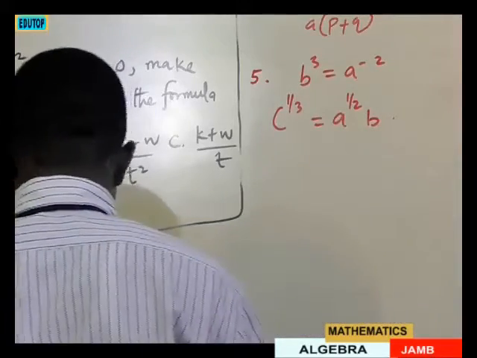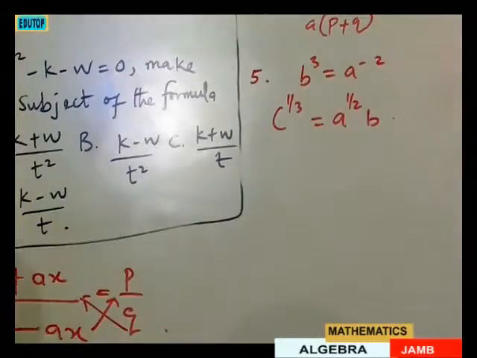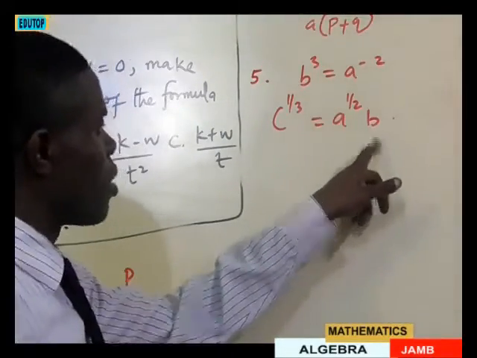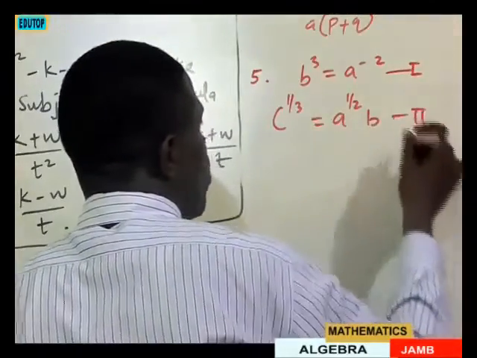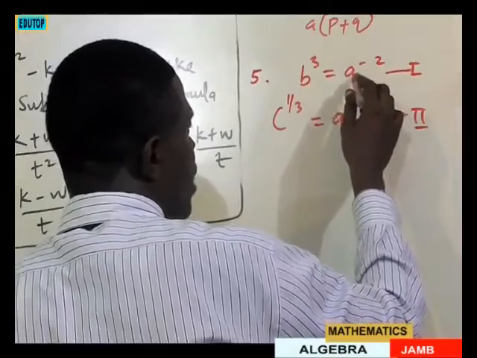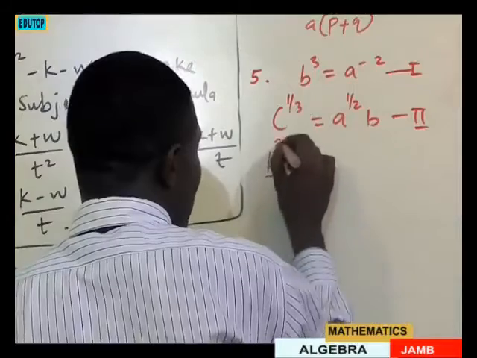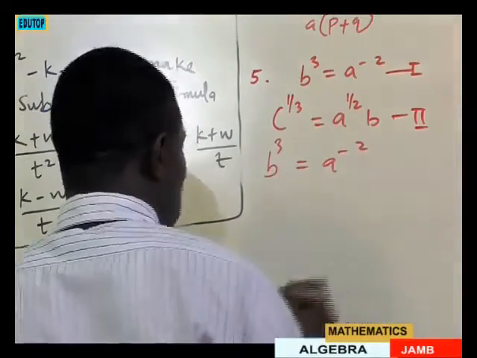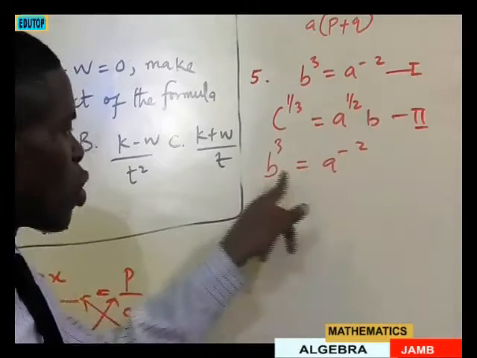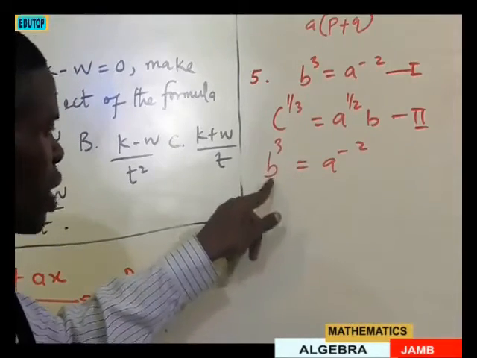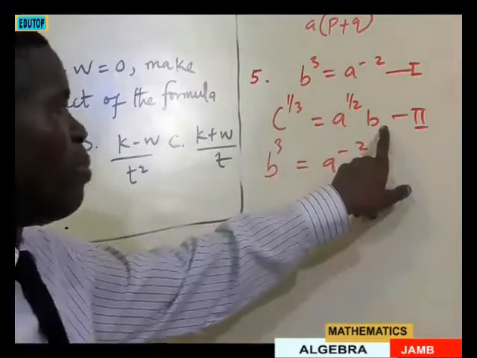The question asks us to express c in terms of a. So the first thing we have to do here is to look for an expression, just like this is the first stage and this is the second stage. We look for an expression for b in terms of a here. Since we know that b raised to power 3 equals a raised to power minus 2, what do we need to do to find this? B here is b raised to power 1. So we have to restructure this one such that it will be b raised to power 1. What do we need to do to get it in b raised to power 1?